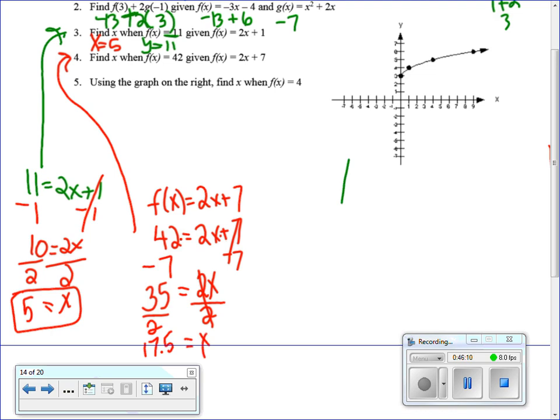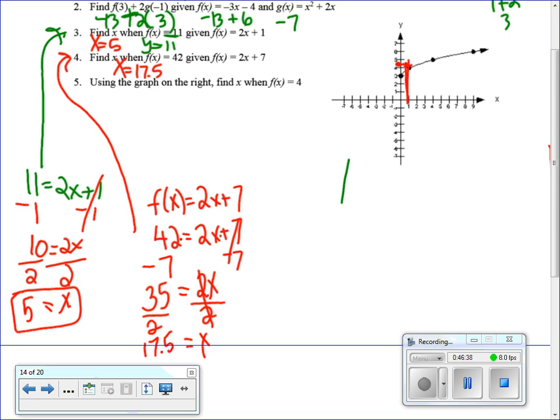And that would be your answer. So x is 17 and a half when y, or f of x, is 42. Use the graph on the right to find x when f of x is equal to 4. So again, when y is 4, go to your graph and find where y is 4. What x value does that go with? Well, we see the x value that it goes with in this particular case is 1.